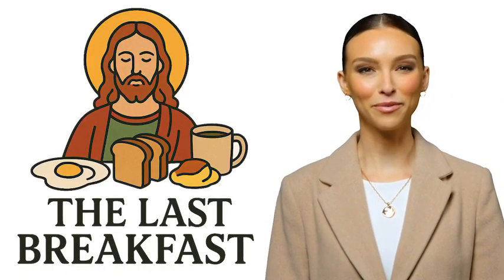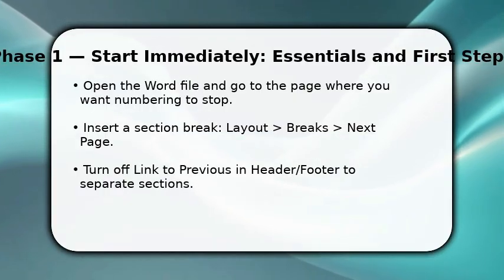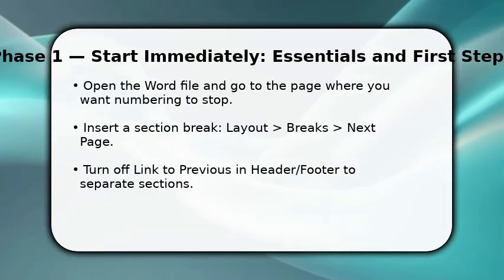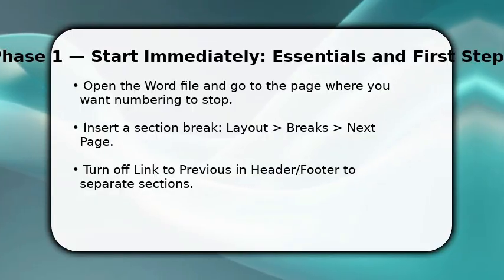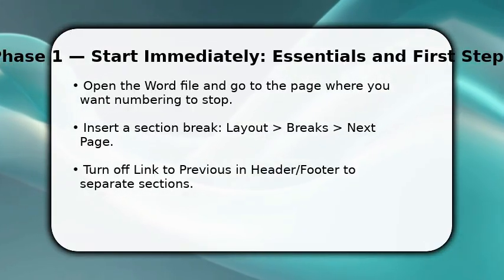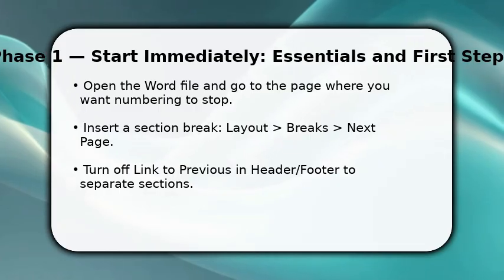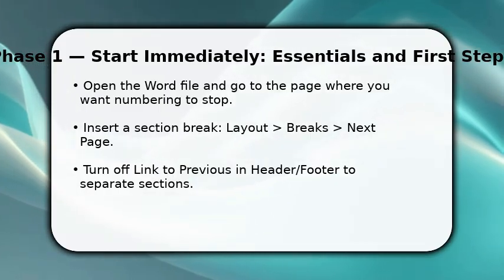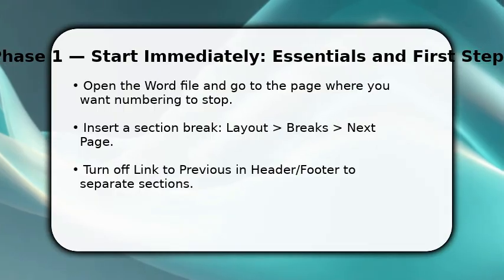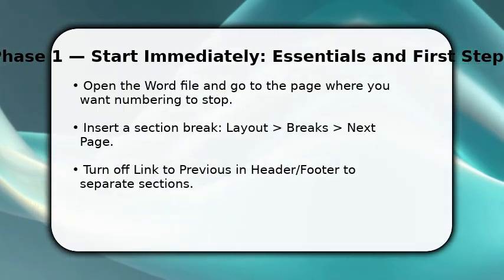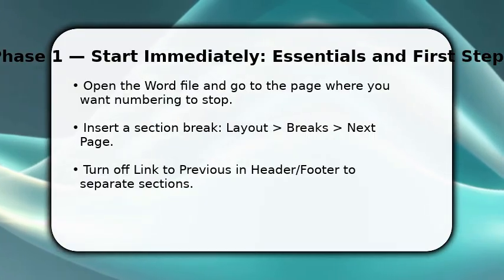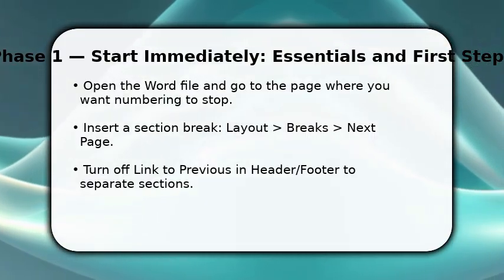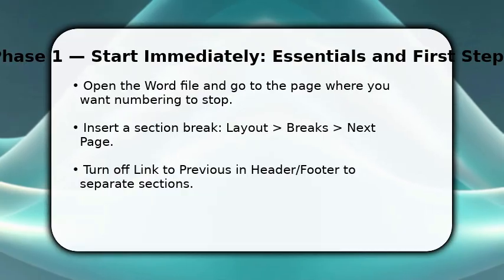Please enjoy the video. You begin by isolating the part of the document where numbers should stop. Open your file, place the cursor at the start of the page after the last numbered page, and insert a section break, next page. Once done, double-click the header or footer to open the Design tab, then click Link to Previous to unlink the new section. This prevents numbering from flowing back. Do this now. It's the critical setup step that makes the rest possible.